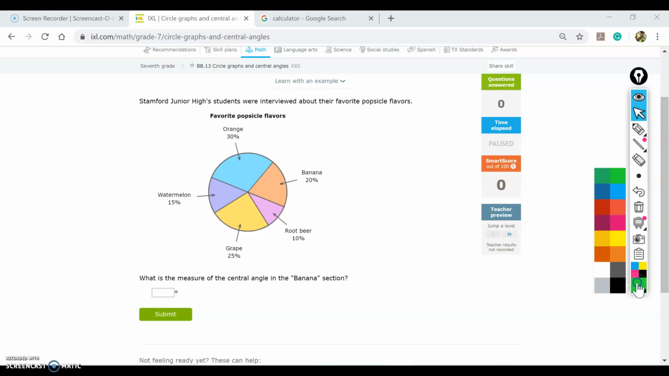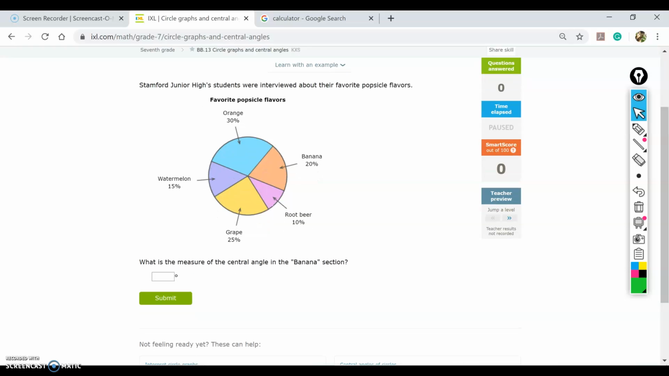The sum of the central angles on any circle is equal to 360. We're still going to use it for this skill. If I add all of the angles that are in the center, because they're called central angles, on the circle, all of these together equal 360.